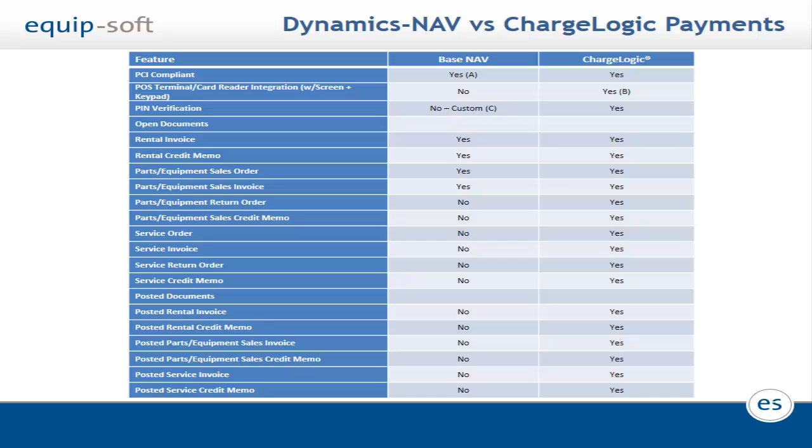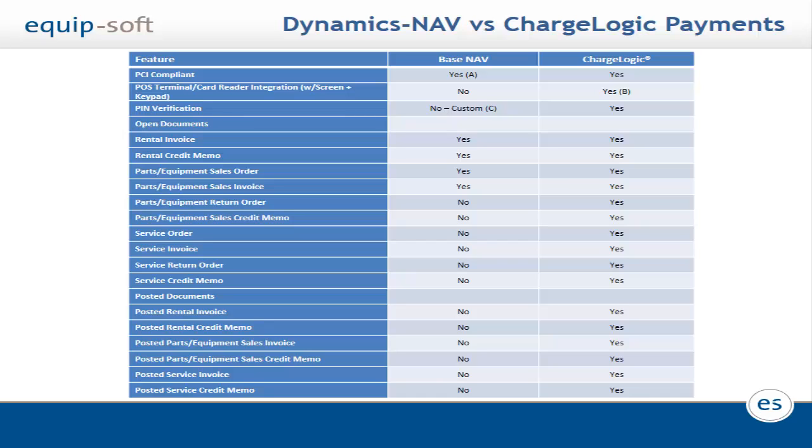But very quickly, here's the comparison of what is in base-NAV versus what is in ChargeLogic. Having said that, also bear in mind that we have created some custom forms and tables in EquipSoft that are specific to us and not available to you in base-NAV. However, there are many other points in here that base-NAV does not have functionality for with respect to credit card functionality. As you can see, service orders, service invoicing, and return orders don't necessarily have the credit card functionality using base-NAV. So yes, it comes out of the box, but please bear in mind that you're going to have limited functionality.